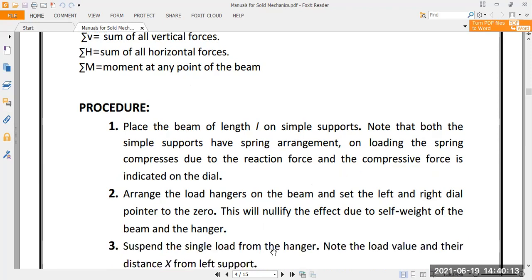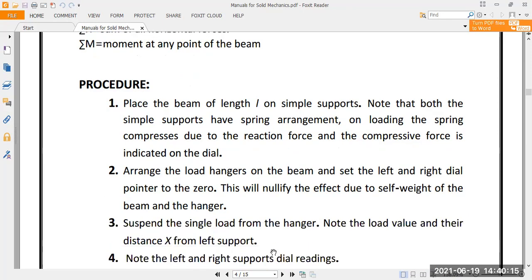Next, what happens? Next, suspend a single load from the hanger. You know the weight, and we have to calculate the distance from either the left or the right support. Or you can do such a thing. There are grooves on the beam itself which have a certain known length, and both the grooves have a certain known length itself.